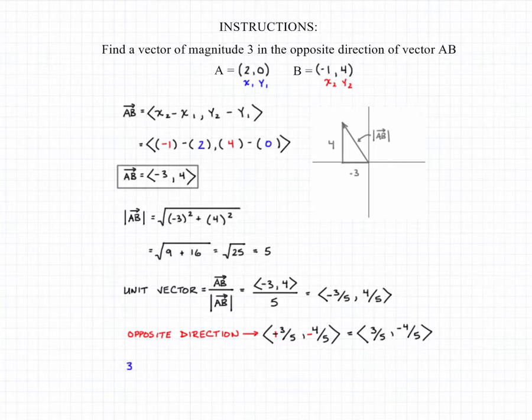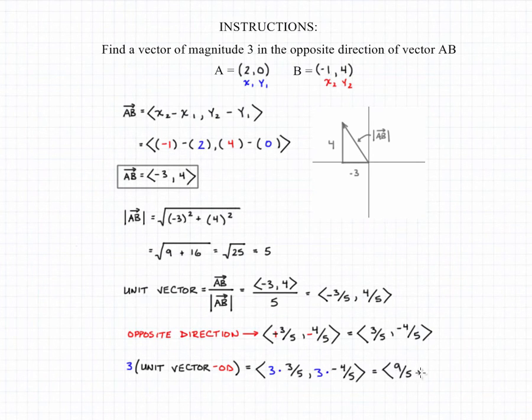The only thing we have left to do is we want a vector of magnitude 3 in the opposite direction. So we need to multiply 3 times that new unit vector that we found that's going in the opposite direction. So we're going to take the coordinates from that unit vector and distribute through that 3, multiplying it by each of the coordinates. And that will give us our final answer, which is the vector of magnitude 3 in the opposite direction from our original vector is 9 over 5 and -12 over 5.